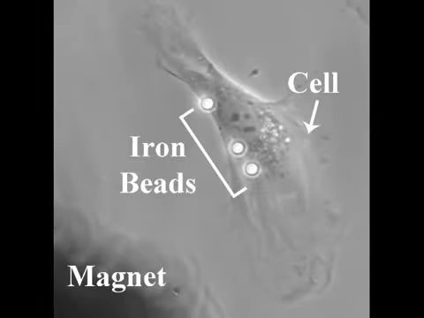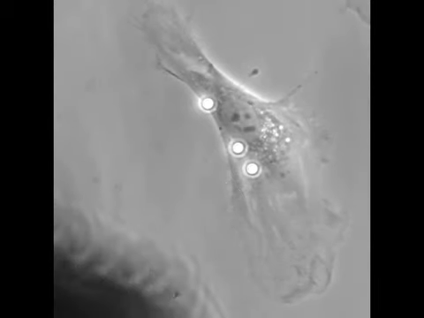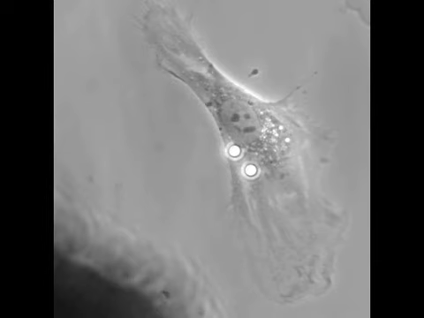Now let's look at a bead attached to the surface of an actual cell. When we turn the magnet on, the response is similar to that of the dashpot. The bead continues to slowly move towards the magnet. But we know that the cell also has elastic properties, because when the magnet is turned off, the bead returns to its original position.